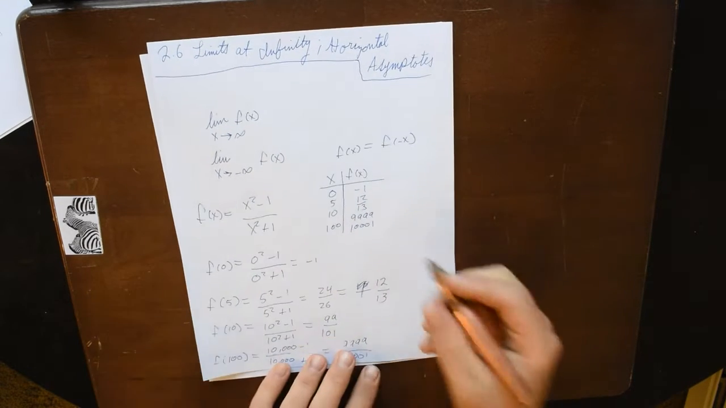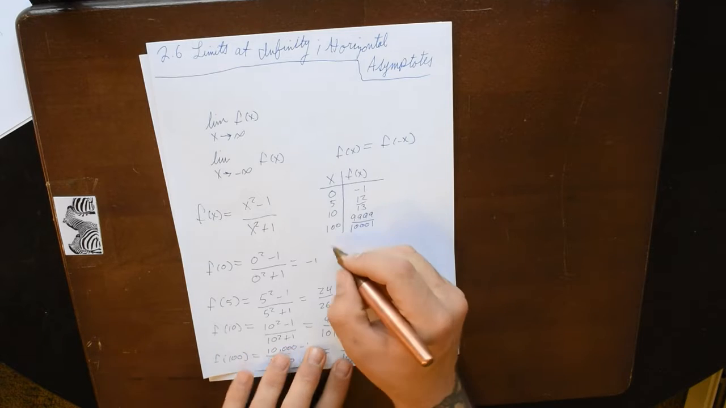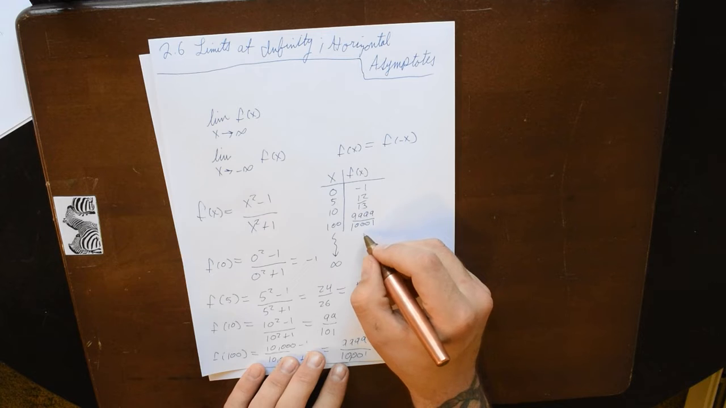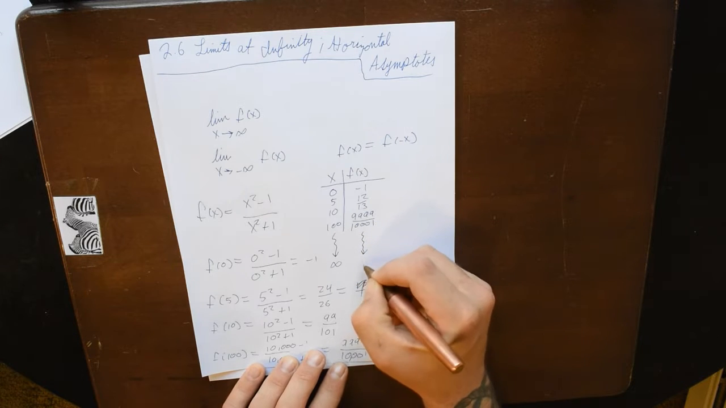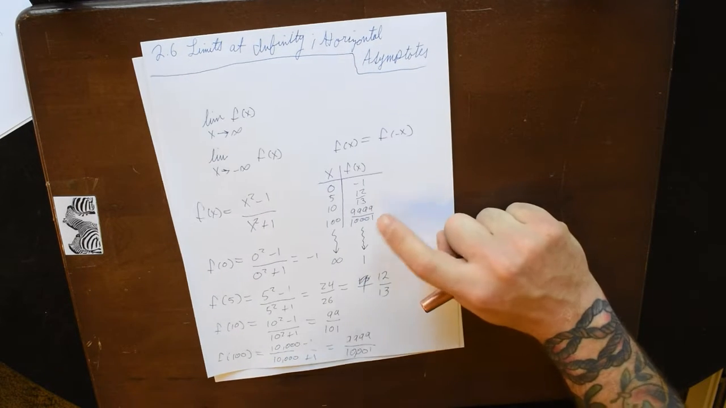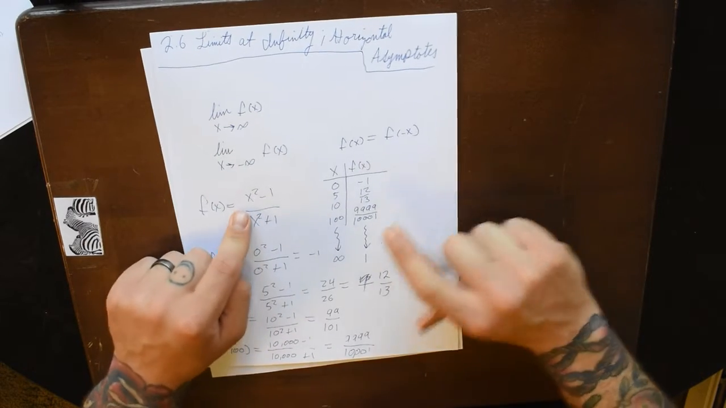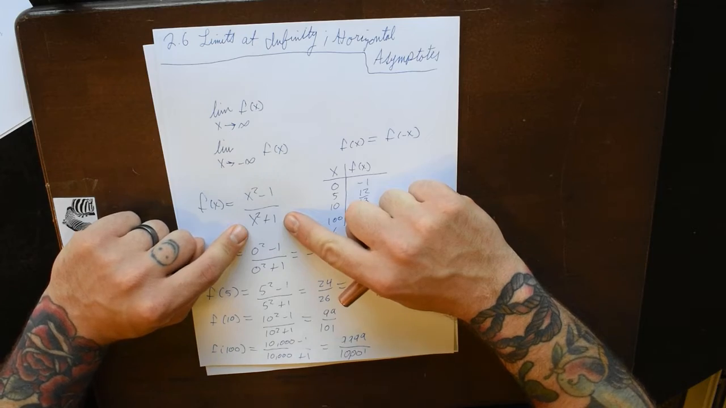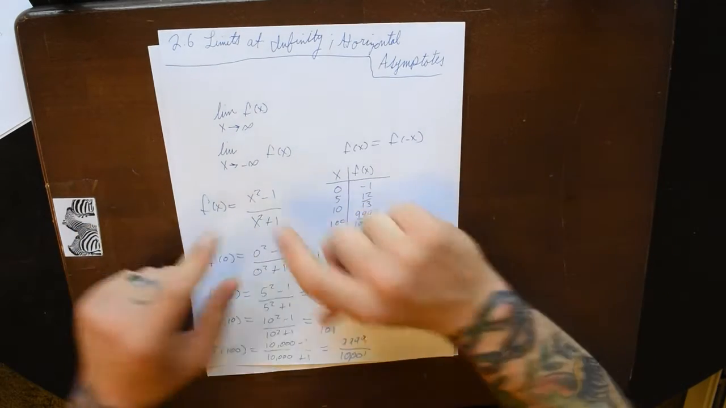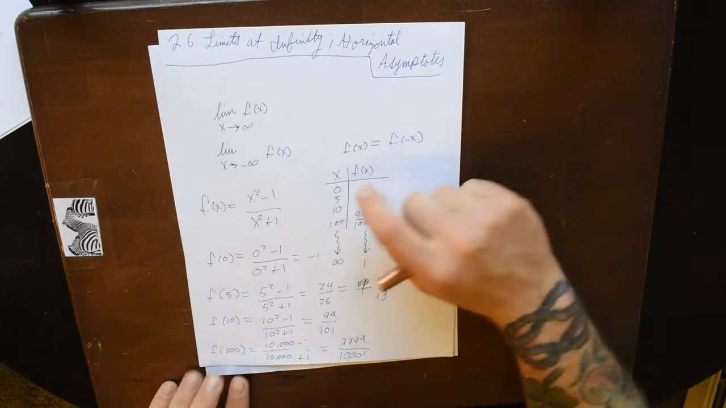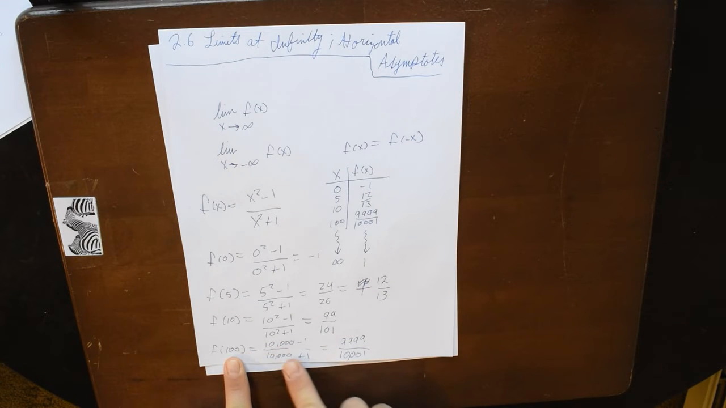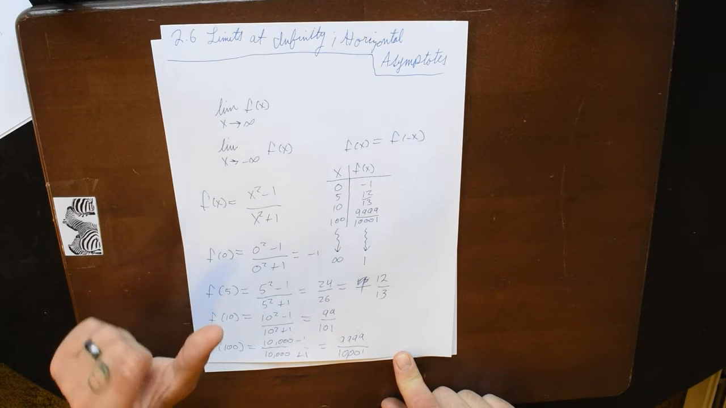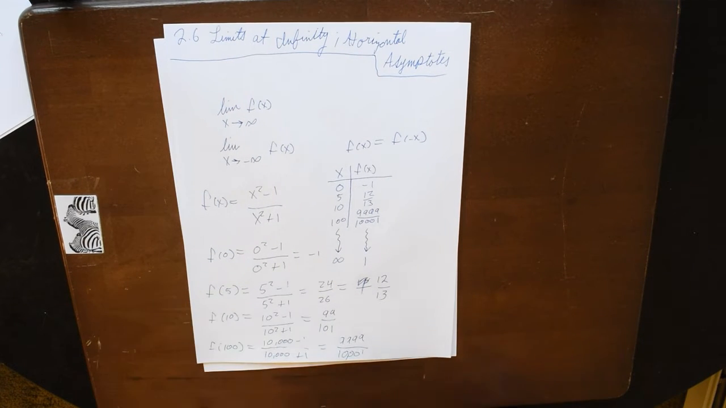And if we keep this pattern going, as x increases to positive infinity, this number is going to get closer and closer to 1. It'll never equal 1. The only way for this fraction to ever equal 1 is if the numerator and denominator are exactly the same. That's impossible with the way this is set up. But as these numbers get bigger and bigger, x squared minus 1 and x squared plus 1, their ratio is closer and closer to 1.